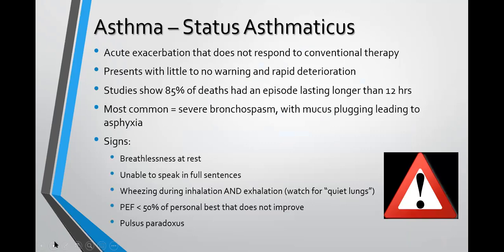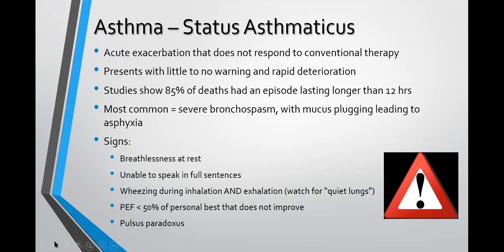Now, status asthmaticus. I love that word. Status asthmaticus is an acute exacerbation that does not respond to therapy. So you come into the ER with an asthma attack, and I give you a short-acting bronchodilator. I gave you a steroid, right? I'm giving you everything I can give you, and you still are locked up. Your lungs are still closed, or bronchospasmed.